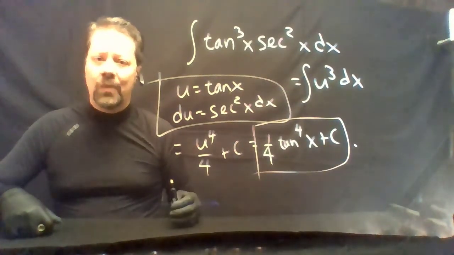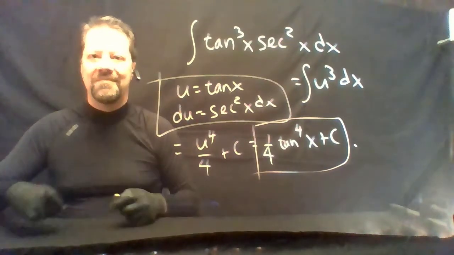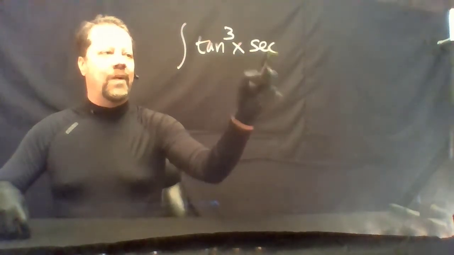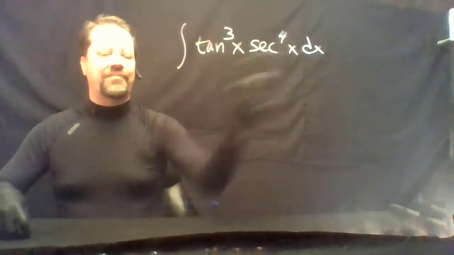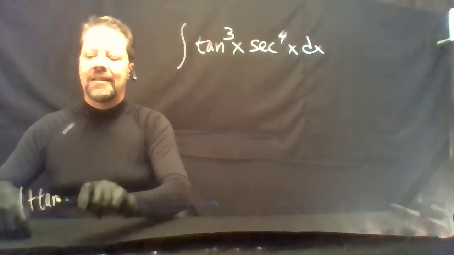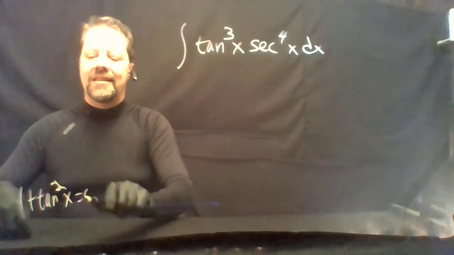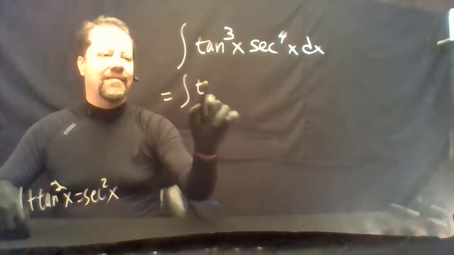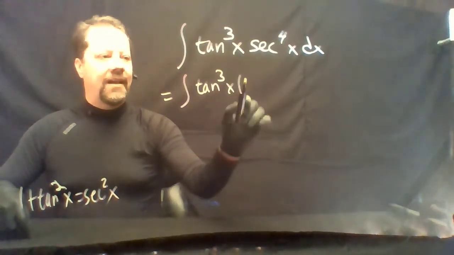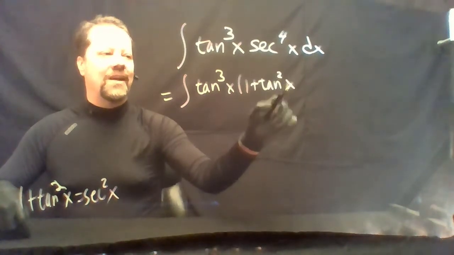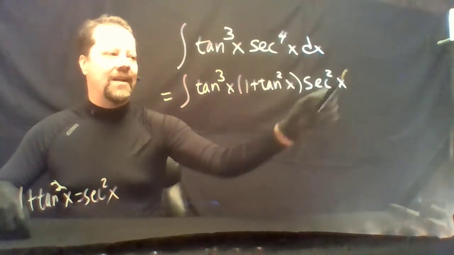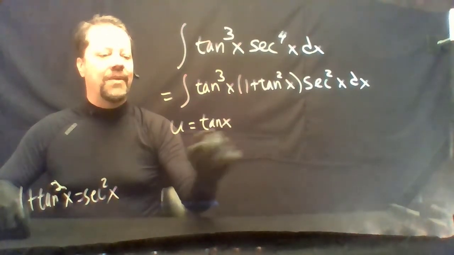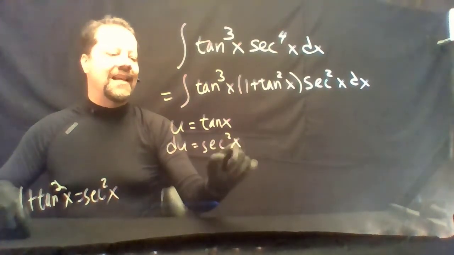This simple substitution worked out only because we had an even power here. To see that the method still works, even if we write secant to the fourth x, remember 1 plus tangent squared x is secant squared x. So we'll take two of these and write that as a 1 plus tangent squared x, and we'll leave the secant squared x out here all on its own. We're now ready to do the u substitution. u equals tan x, du is secant squared x dx.